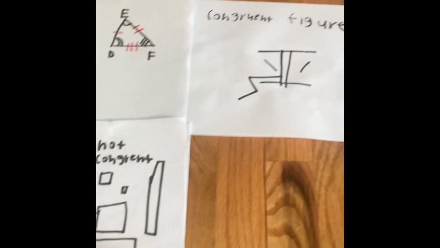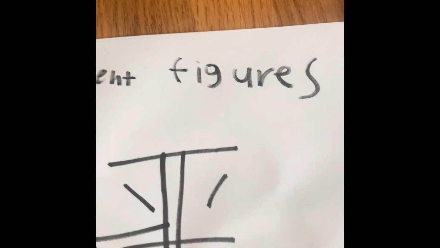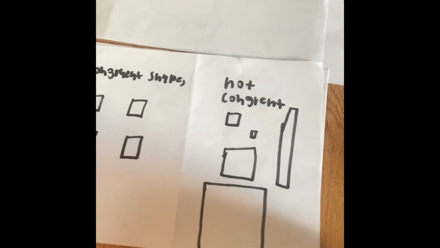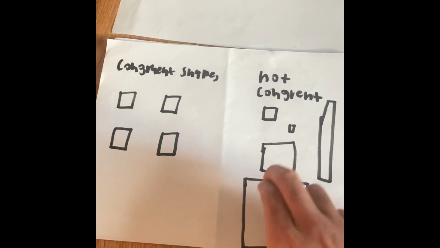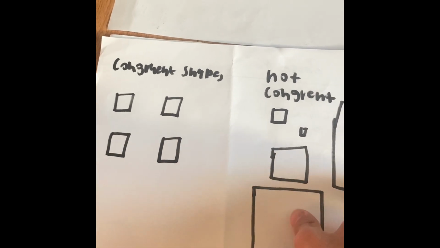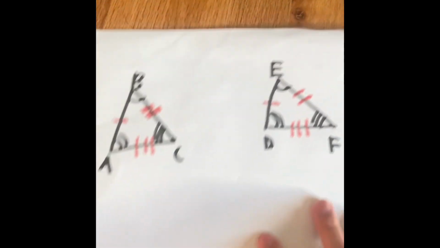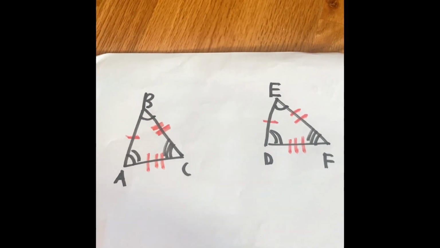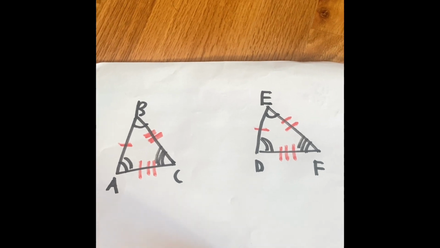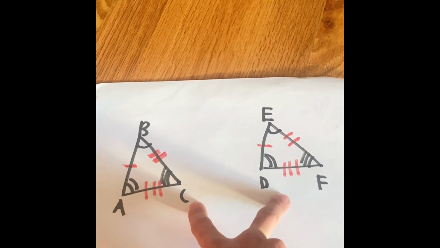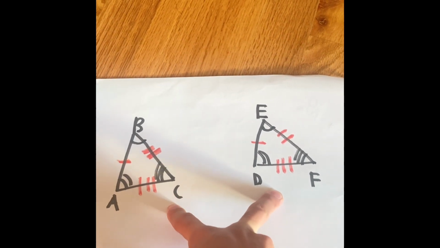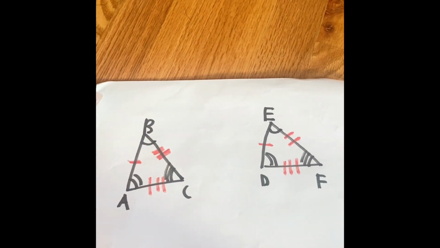Wait, what are congruent figures? So we already know what the simple definition of congruent is. But what happens if we have these two shapes right here? How can we say they are both congruent? And how can we also say they are congruent figures?